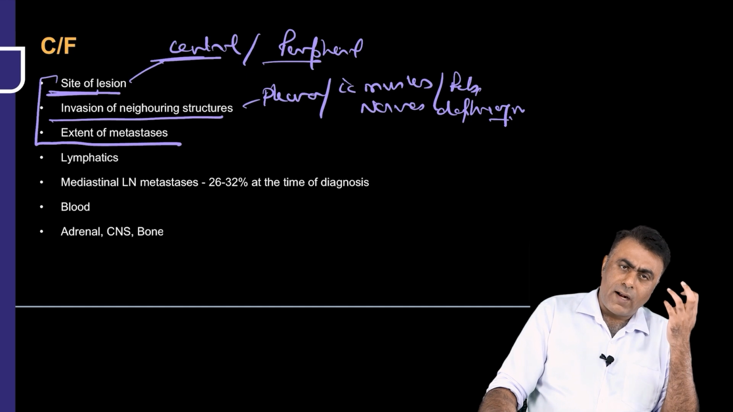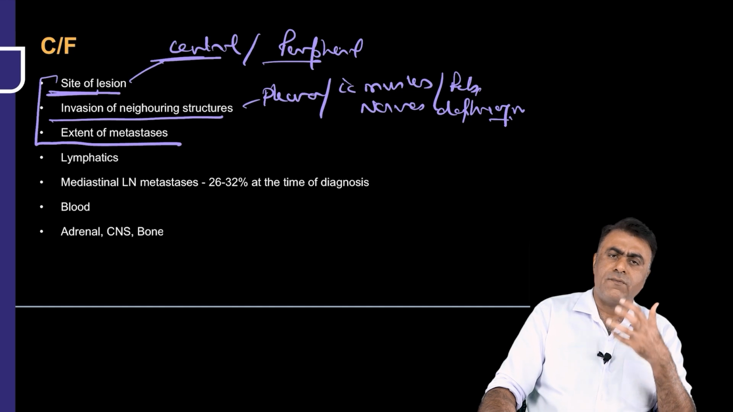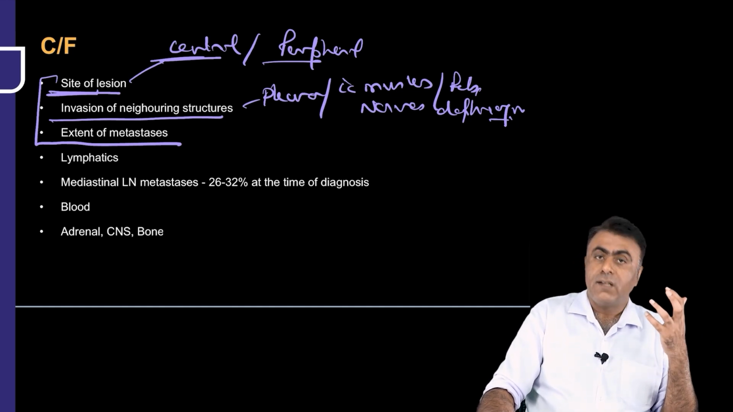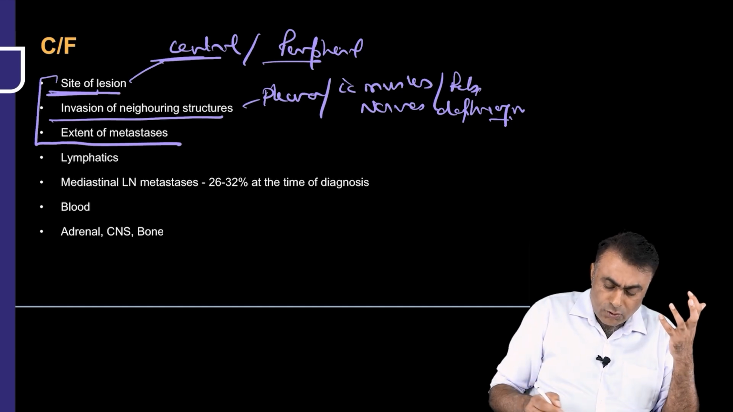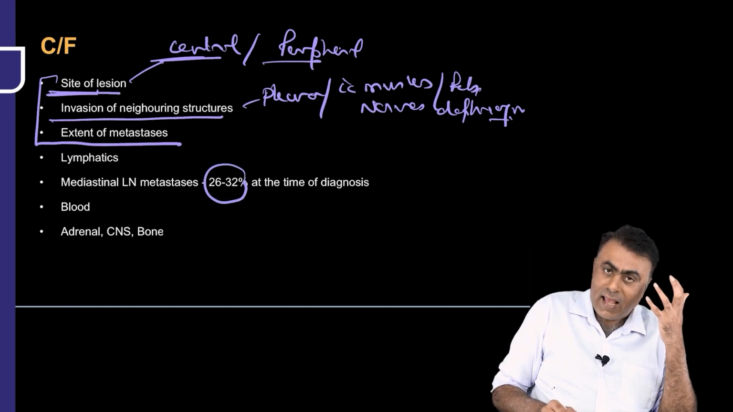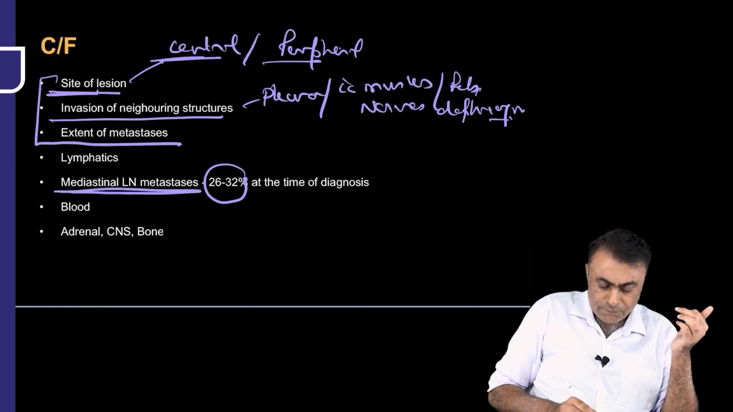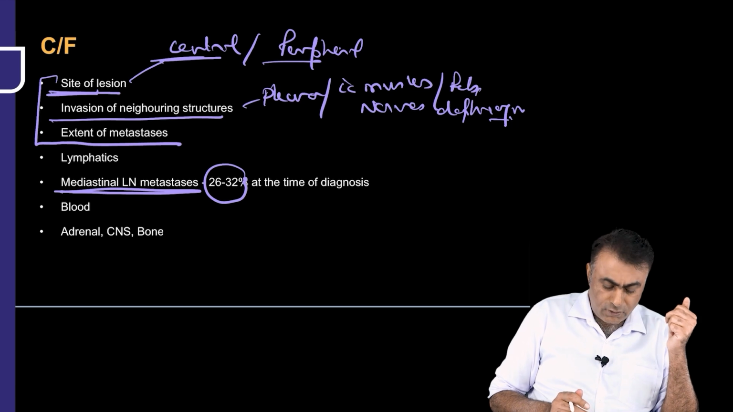Ascertaining whether lymph nodes are involved or not, the lymph node staging, is a very important factor for the staging of lung cancers and for planning treatment for lung cancer. And it has been found that 26 to 32% of patients at the time of diagnosis will have mediastinal lymph node metastasis.